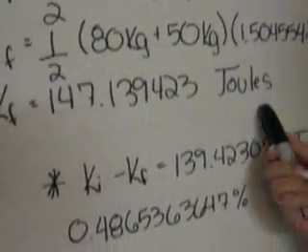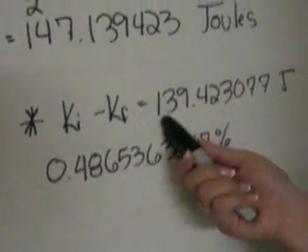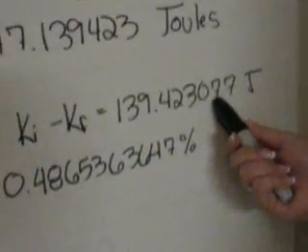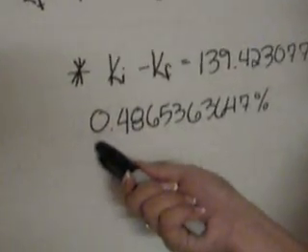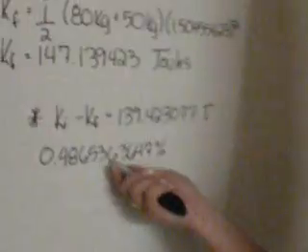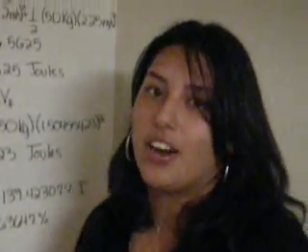joules. So then, taking the initial kinetic energy minus the final kinetic energy is equal to 139.423077 joules. If you divide this number by the initial kinetic energy, it yields us the percent of the change, which is more than 48%. It yields 0.476536347, and that's the amount of kinetic energy that was lost. And that's finishing on part B.